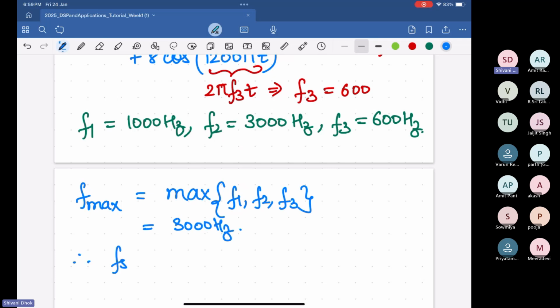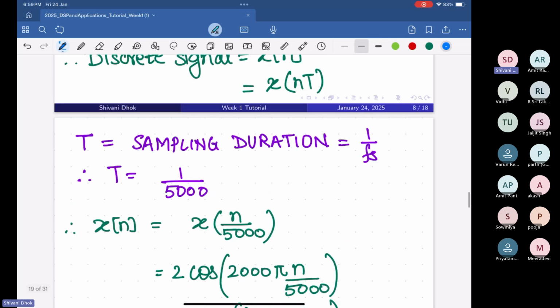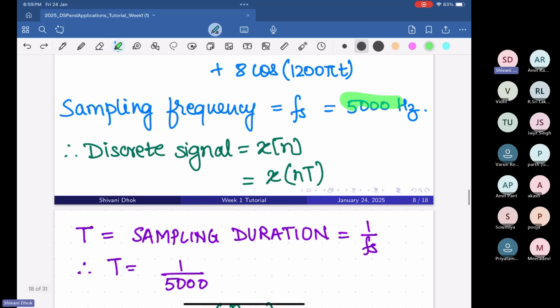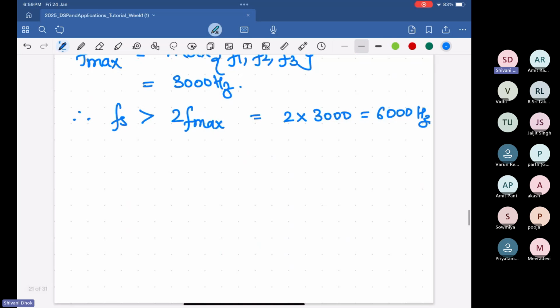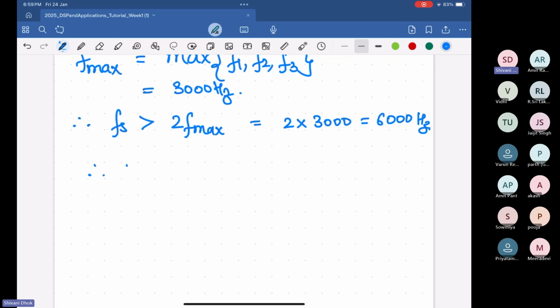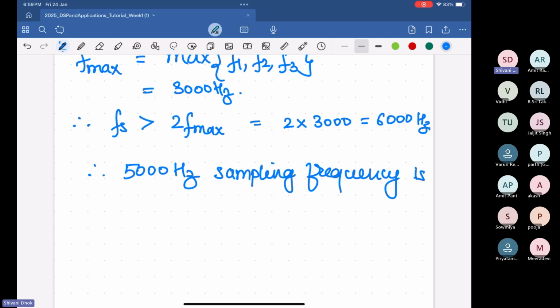So the sampling frequency should be greater than 2 times f max, which is 2 times 3000, which comes out to be 6000 hertz. But at what frequency are we sampling? We sampled it at 5000 hertz, which means we are not sampling at an appropriate sampling frequency. Therefore, we will have aliasing. So a 5000 hertz sampling frequency is inappropriate.